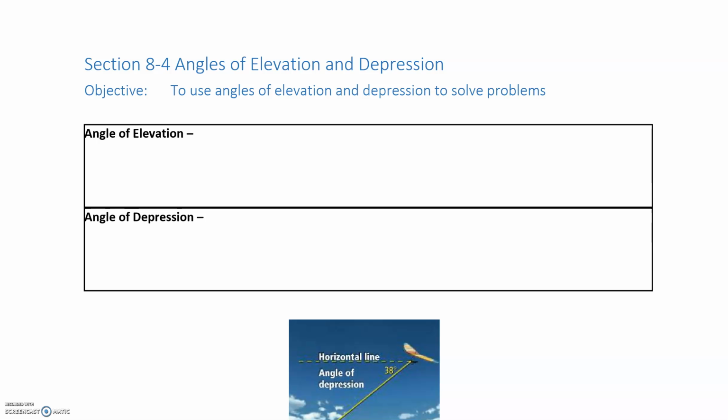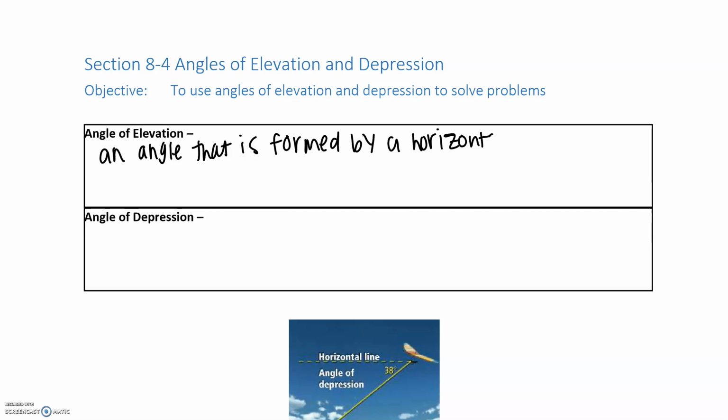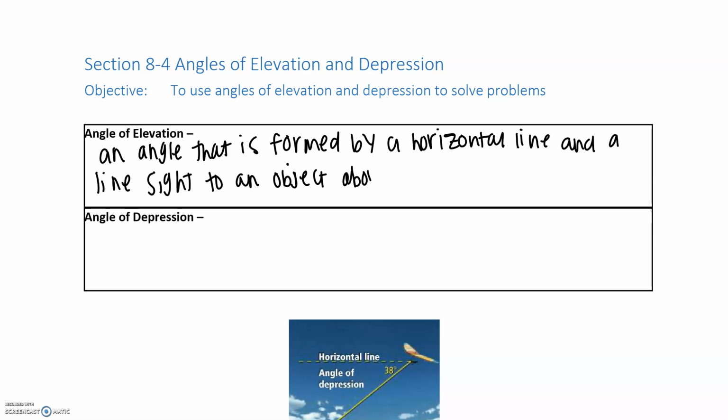Okay, so today we're looking at angles of elevation and depression. An angle of elevation is an angle that is formed by a horizontal line and a line of sight to an object above the horizontal line.